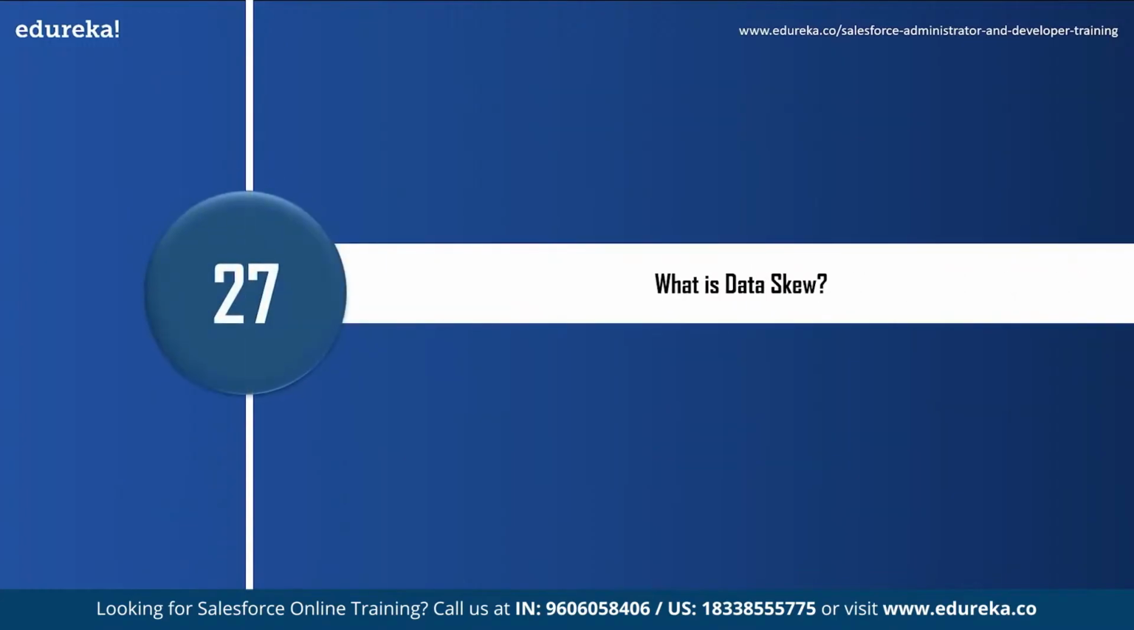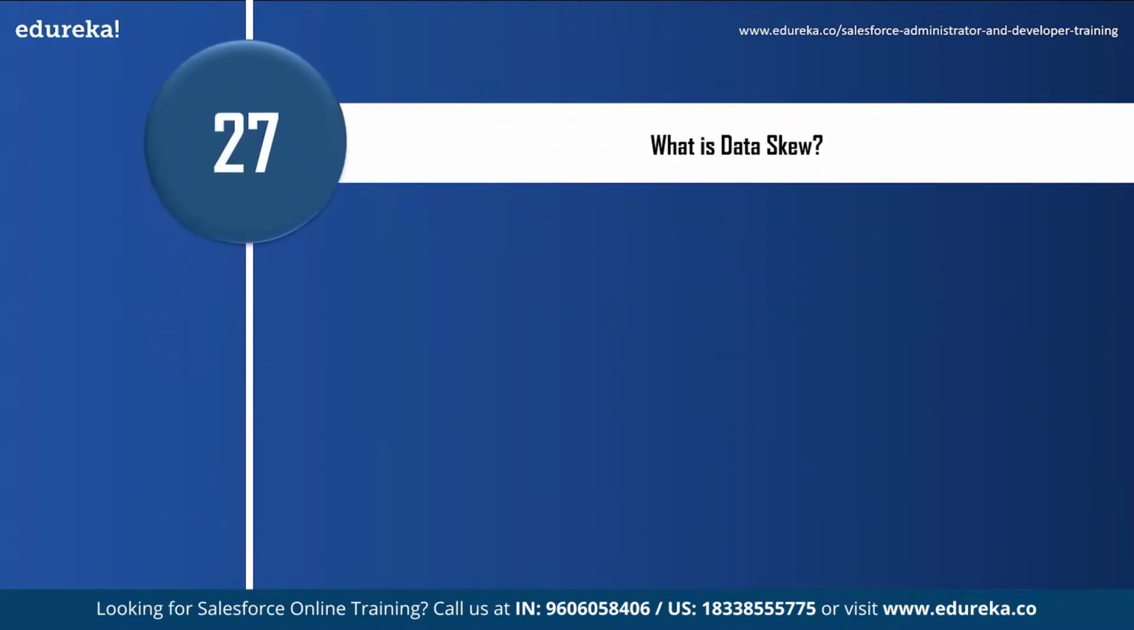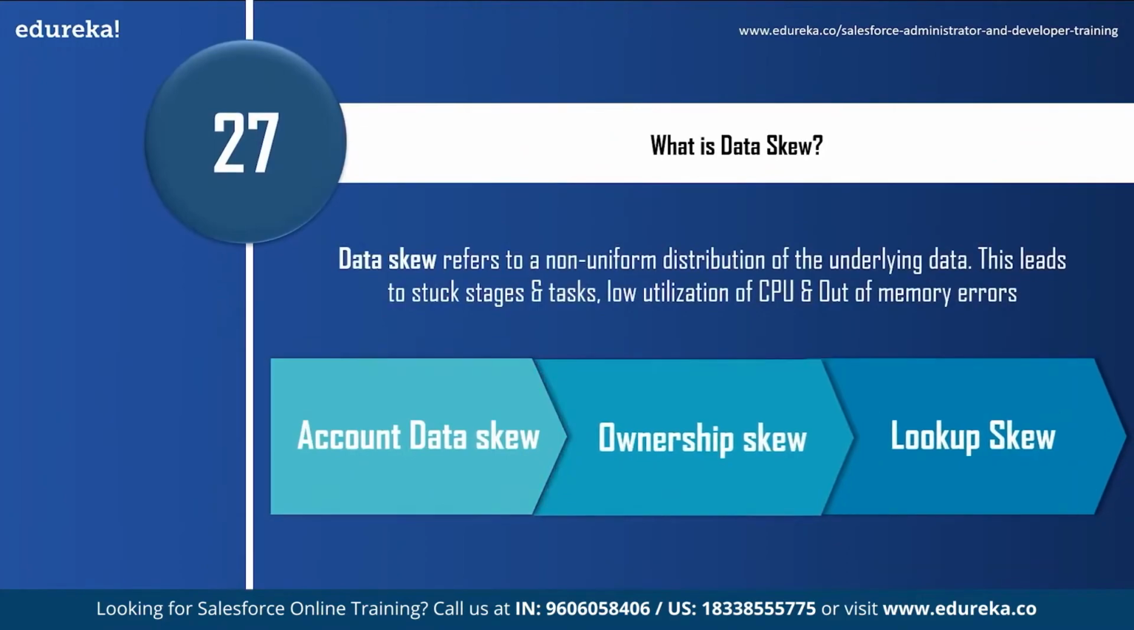So now moving on to our next question, what is data skew? Data skew refers to a non-uniform distribution of the underlying data. This leads to stuck stages and tasks, low utilization of CPU, and out-of-memory errors. This data skew is usually experienced while working for some big client with over 10,000 records.